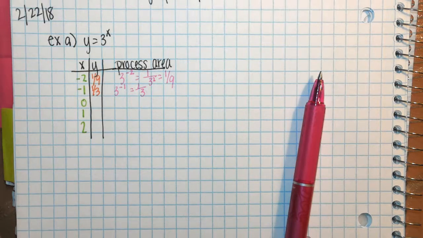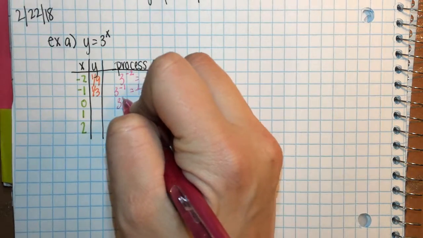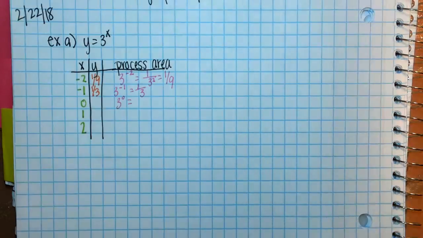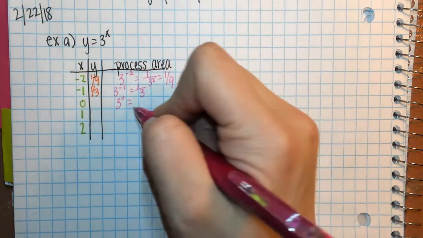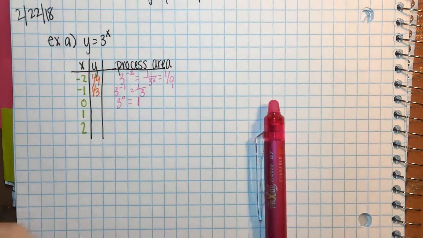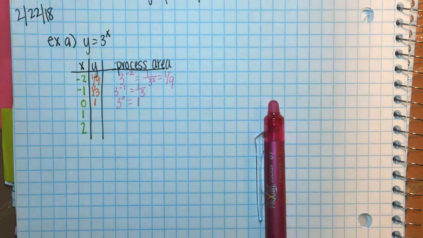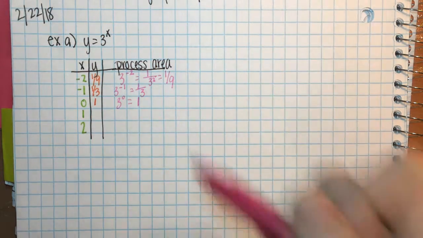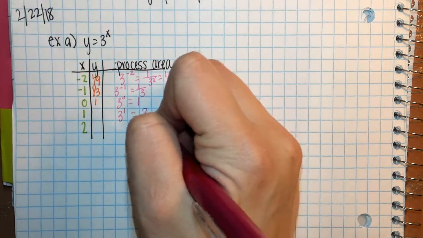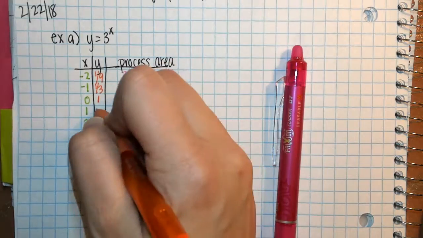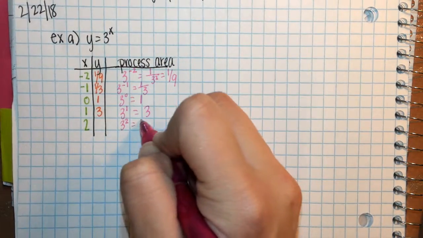Alright, next, what are we going to plug in? We're going to plug in 0. So we have 3 to the 0 power. And anything to the 0 power is always what? 1. So we're going to write 1 right here. Then we plug in 1. 3 to the first power is 3. And then we get 3 squared, which is 9.